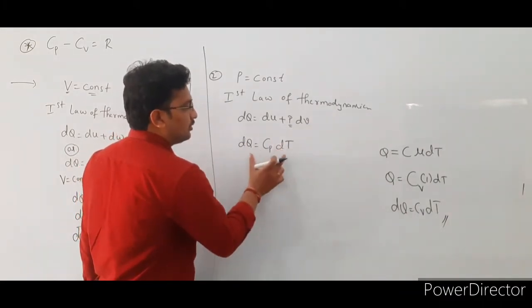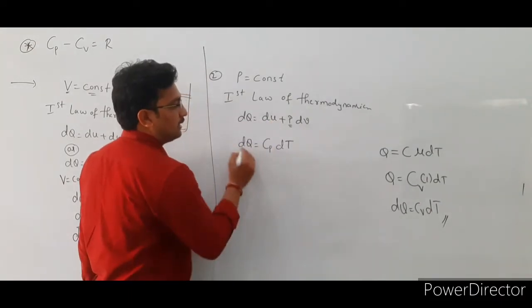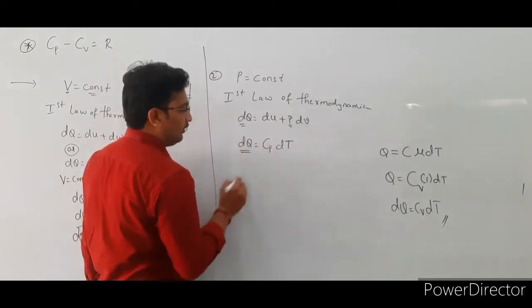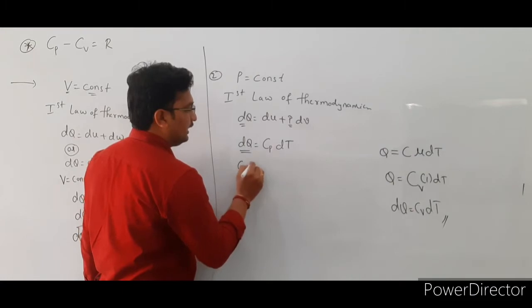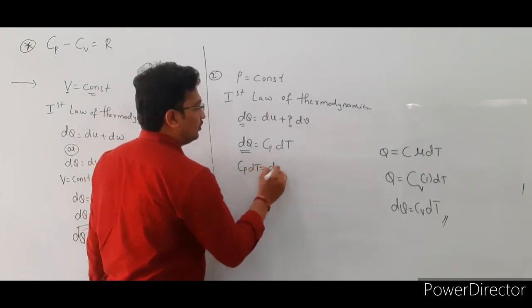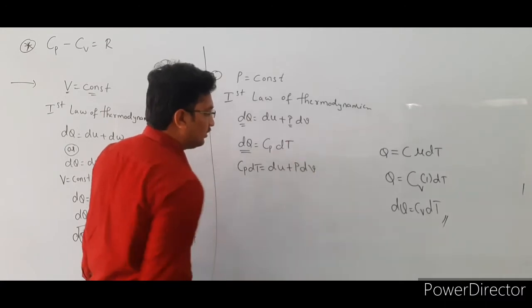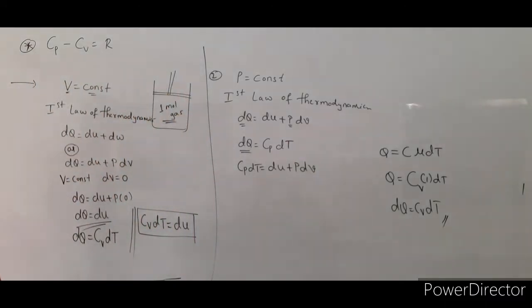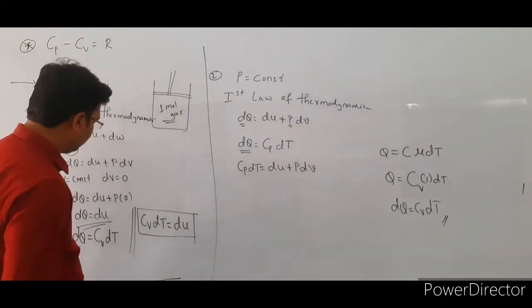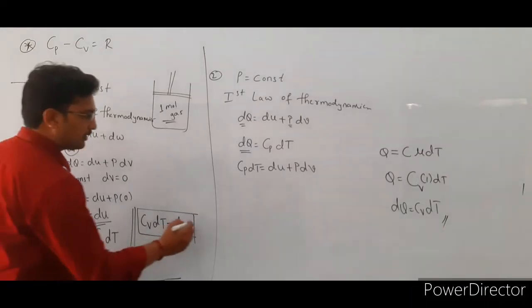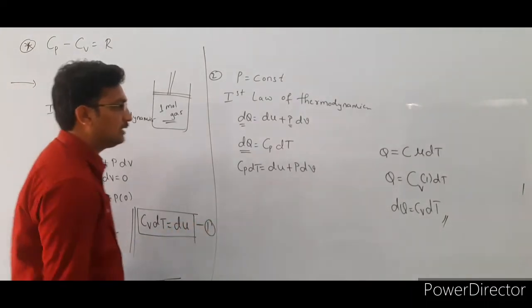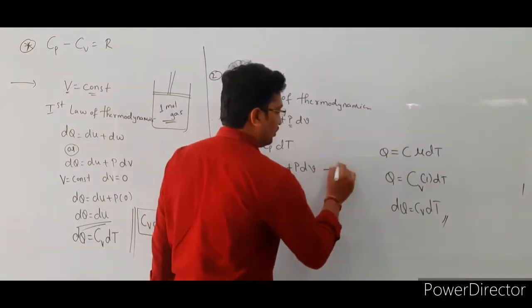So then substitute the dq value in the above equation, then it becomes Cp dt is equal to du plus p dv. Consider this is our equation number 1 and this is our equation number 2.